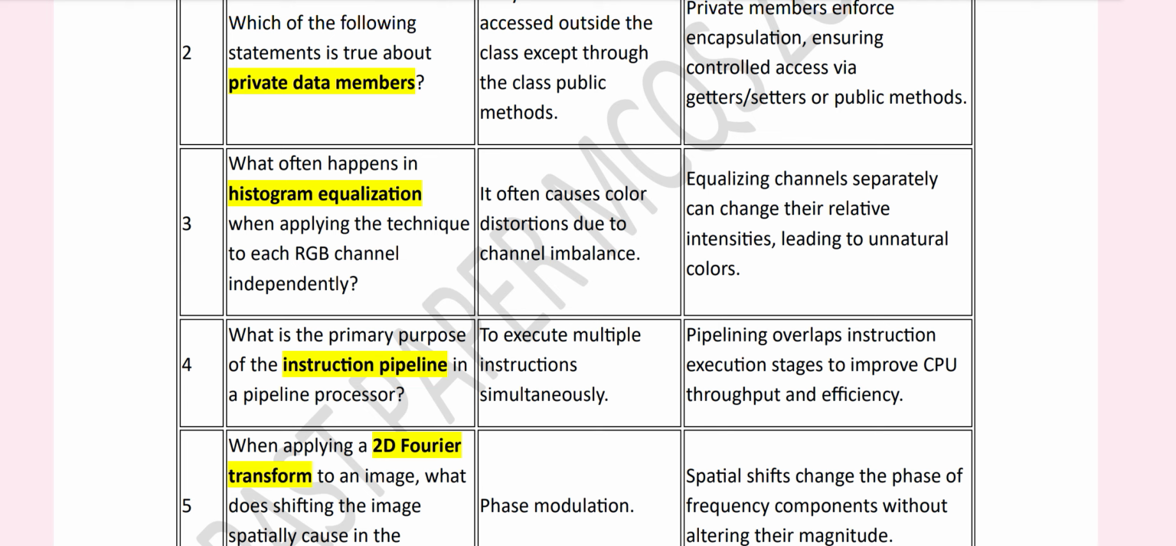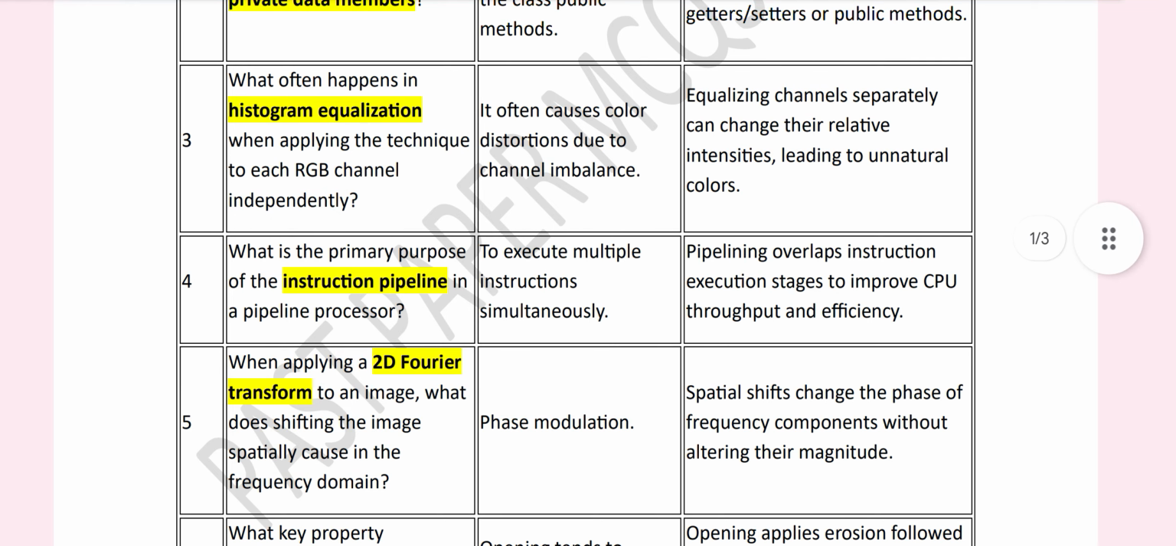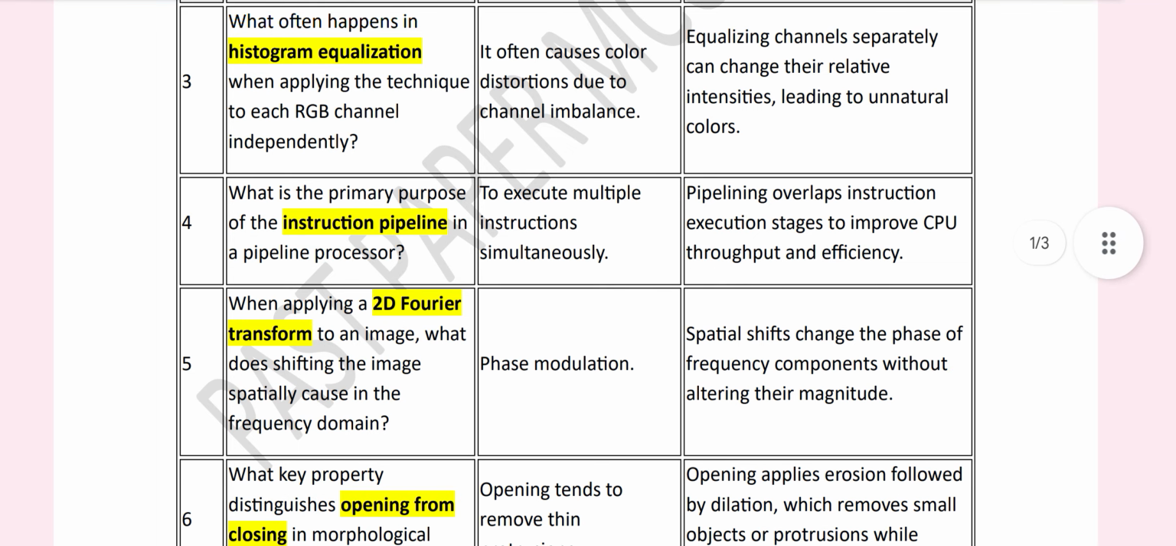Question number 3 is, what often happens in histogram equalization when applying the technique to each RGB channel independently? Right answer is it often causes color distortion due to channel imbalance. Equalizing channels separately can change their relative intensities, leading to unnatural colors.